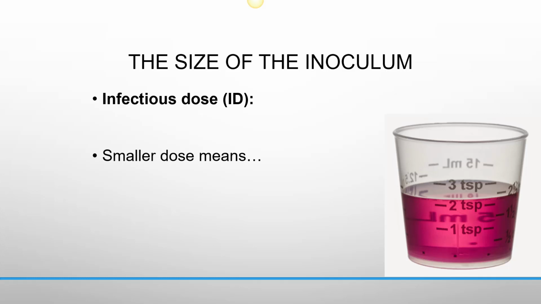infection. There are microorganisms with different sized infectious doses, like Francisella tularensis. 10 cells can kill you within 4 hours. However, E. coli, you need about 1 million cells before you start to have an infection. So a smaller infectious dose means a more pathogenic microorganism.